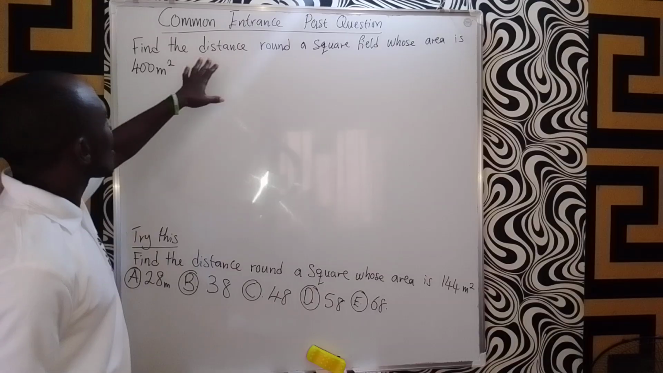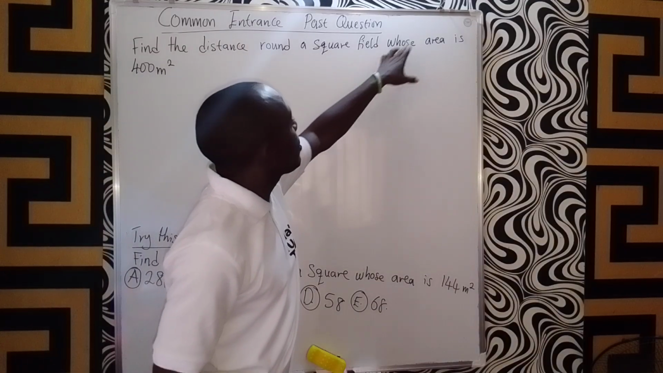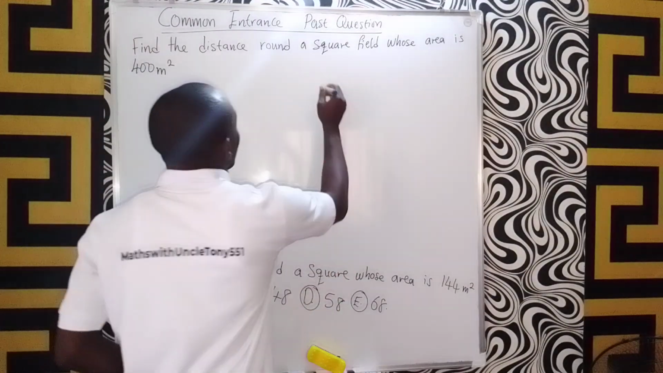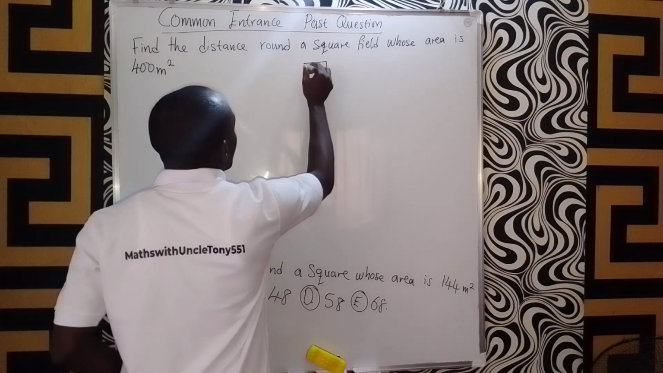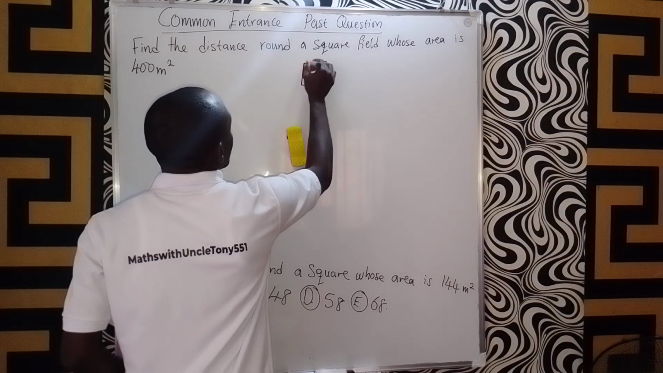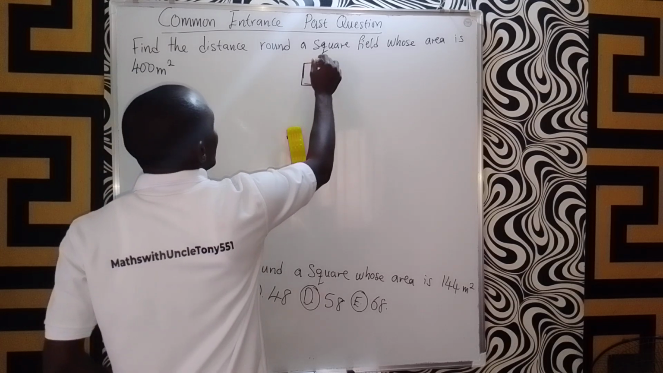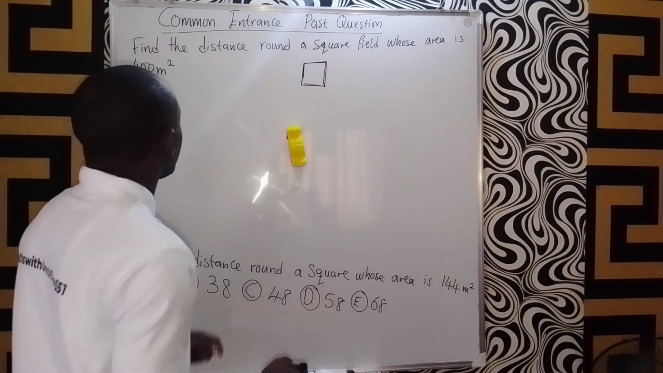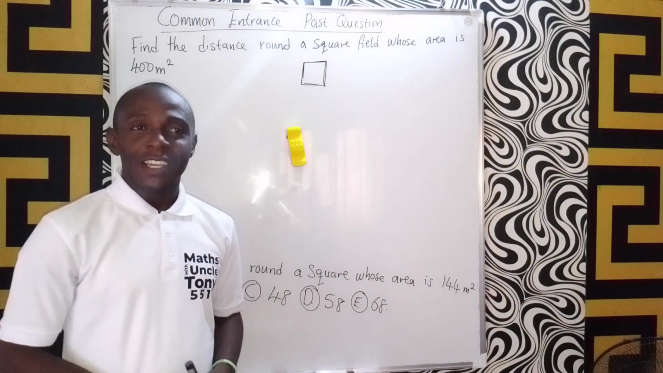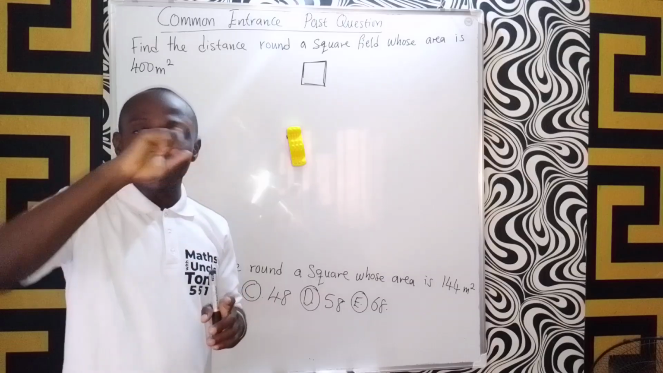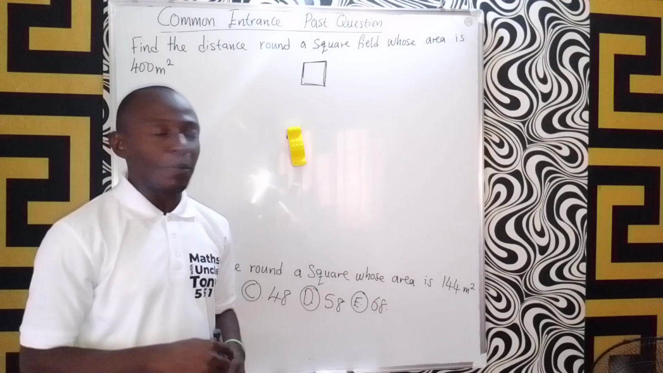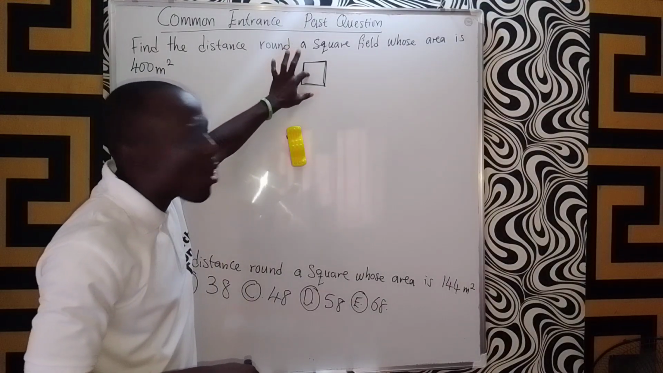They say find the distance around a square field whose area is 400 meters square. Let's take for instance this is our square. They say find the distance round a square field. Round means the question is asking us to calculate the perimeter of a square, because perimeter is the whole total distance around a figure or a shape.